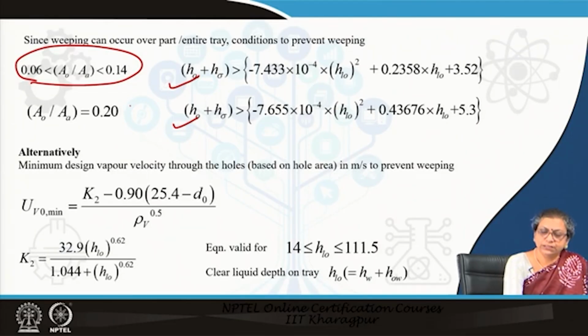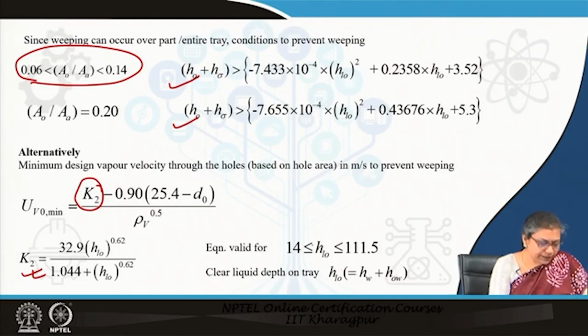The other thing that we need to find out is, either you have to find out whether the head is sufficient to hold the liquid, or else you can find out the minimum design vapor velocity from the holes to prevent weeping, and find whether your actual vapor velocity is higher than the minimum or not. The minimum vapor velocity can be found out again from some empirical equations, where we find that this is expressed in terms of a constant K2, where K2 can be obtained from here. Again, there are certain criteria by which you can find out K2 when HLO conforms to certain conditions.